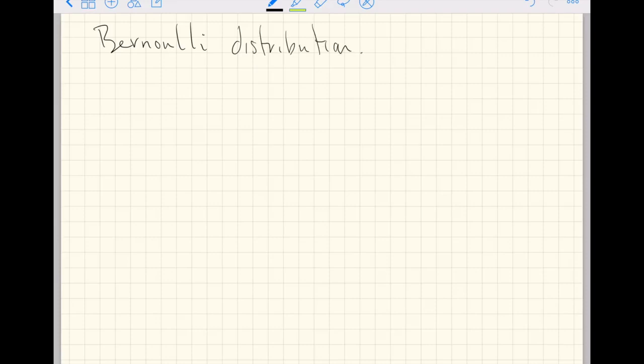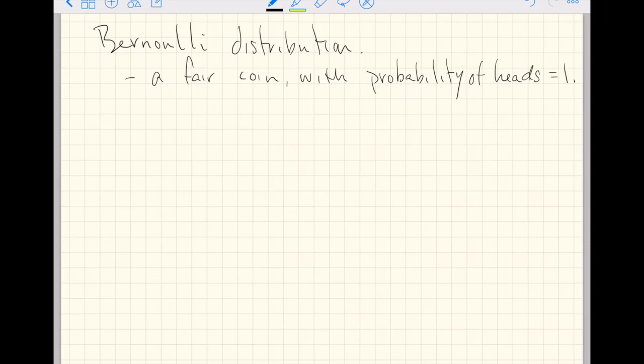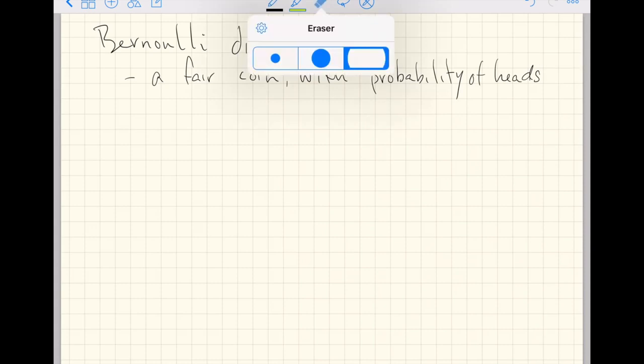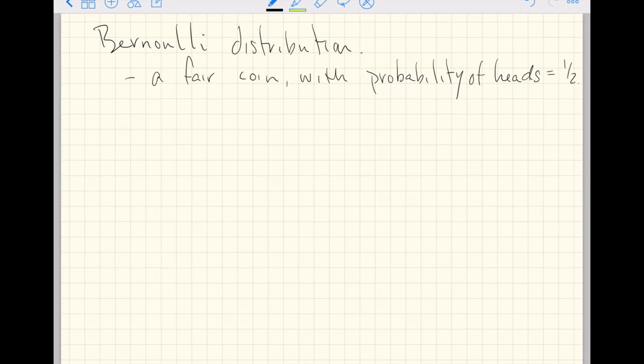And again, we'll start real simple. The simplest example of a Bernoulli distribution is a fair coin. A fair coin with probability of heads equal to 1. Whoops, 1/2. My mistake. A fair coin has probability of heads equals to 1/2. That's what makes it fair.